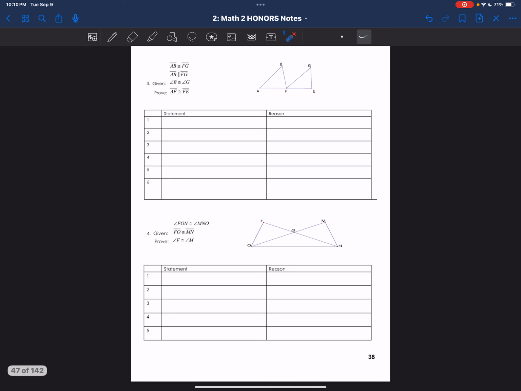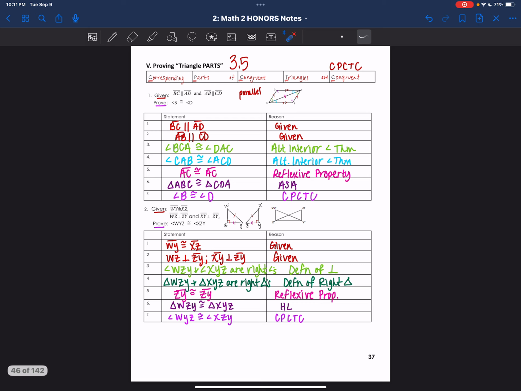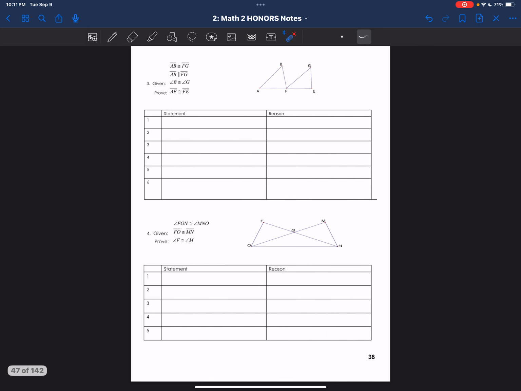All right, you're going to try this one. Again, if you get stuck, get as far as you can, and we will definitely go over that. But remember, your given information is going to be definitely the top couple spots, and then your prove is what should be the last one. And you should know it's going to be corresponding parts of congruent triangles are congruent. So CPCTC. All right. You're going to try this one also. And your hint, you might want to draw two separate triangles if that helps you.